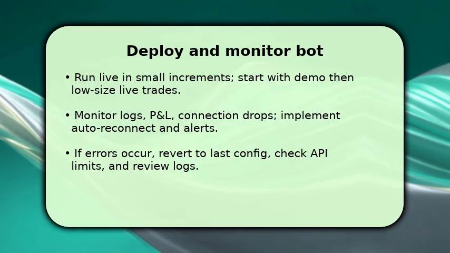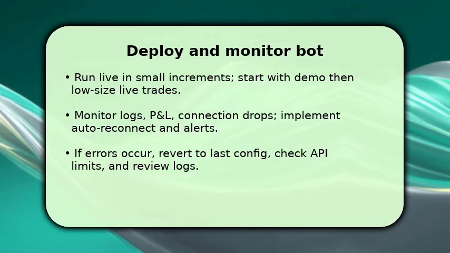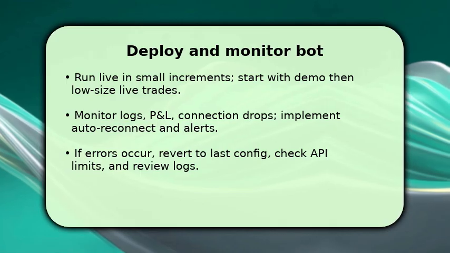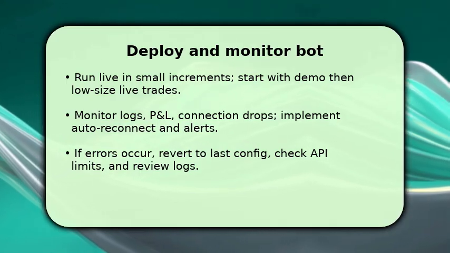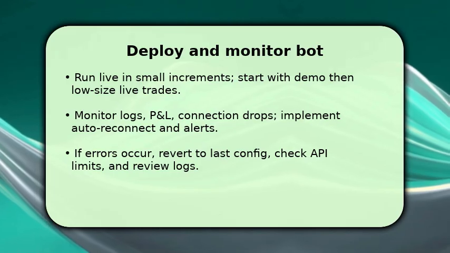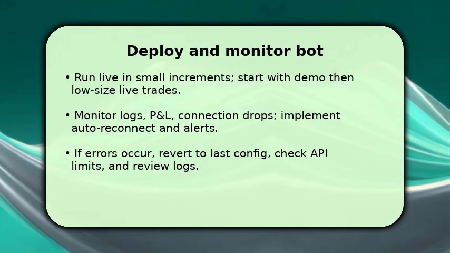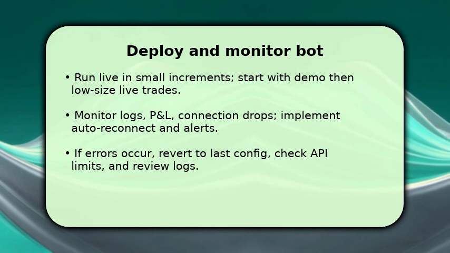If something goes wrong, stop trading immediately, revert to the previous stable configuration, check API rate limits and authentication, and review detailed logs to isolate the error before resuming. Maintain a rollback plan at all times.